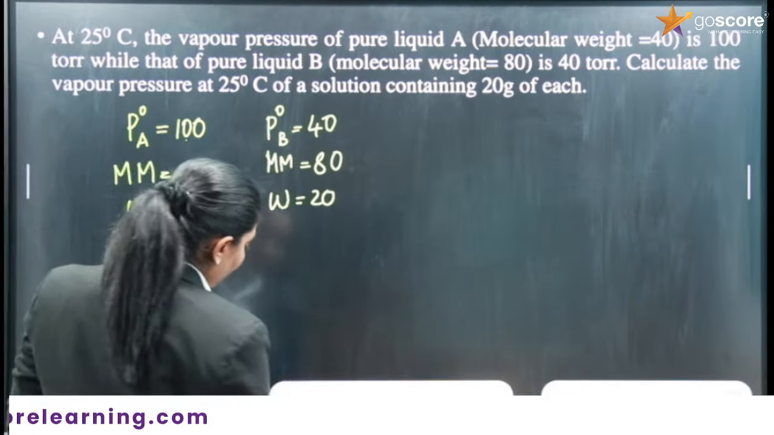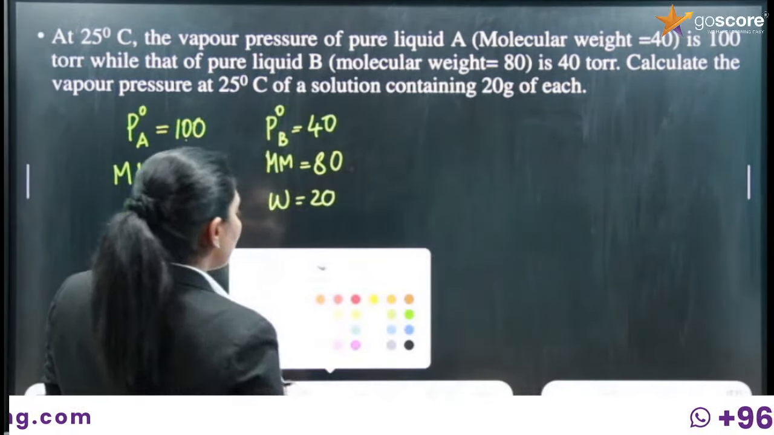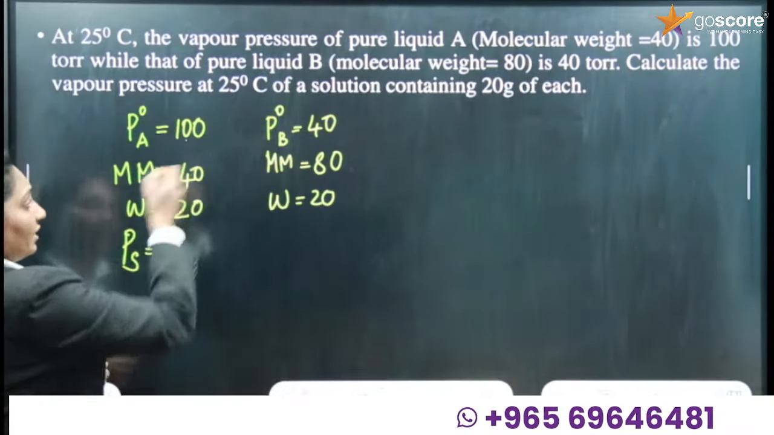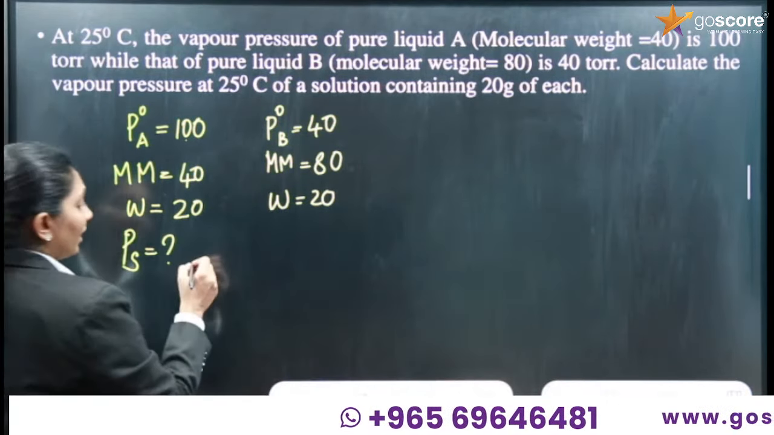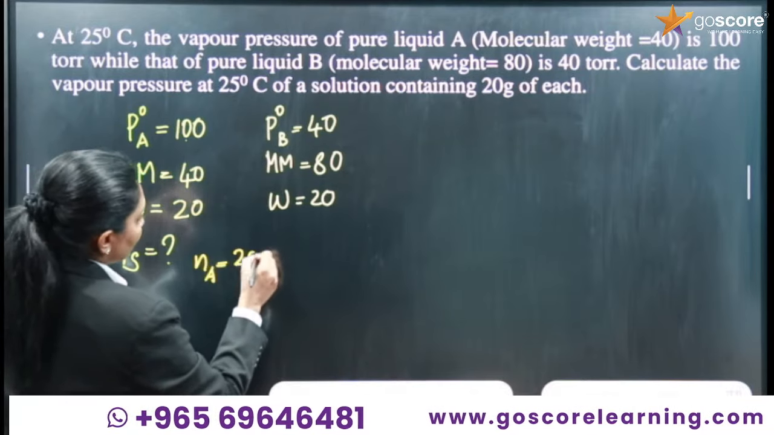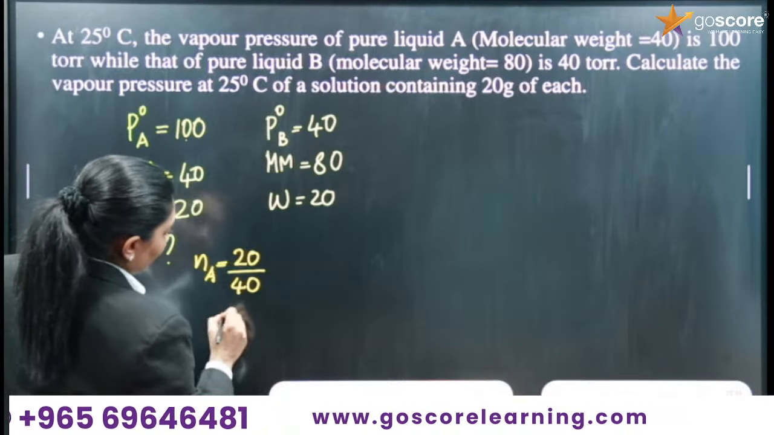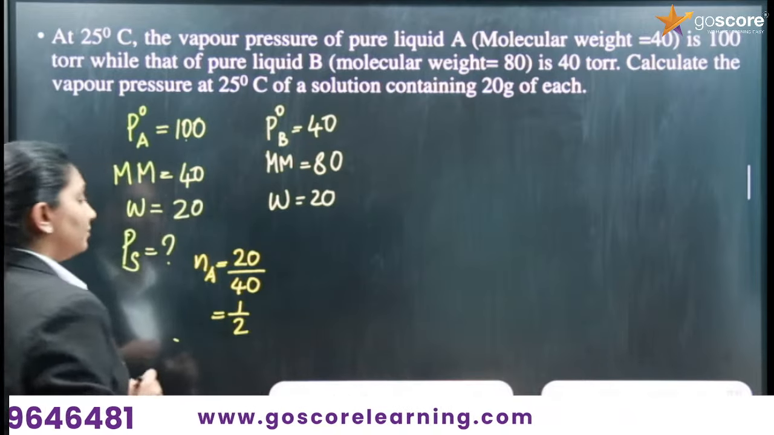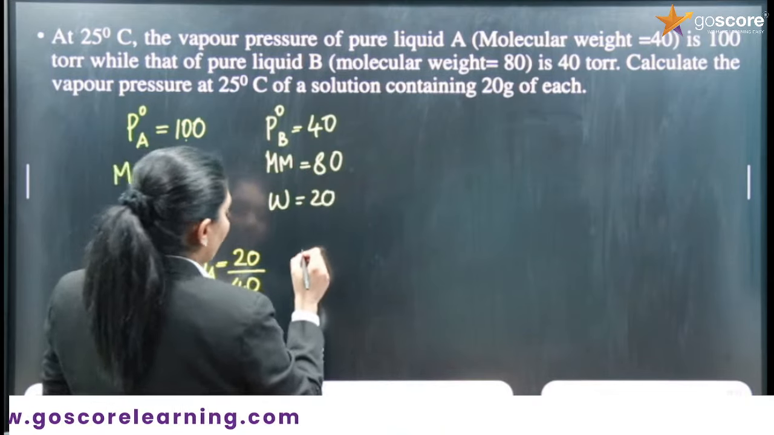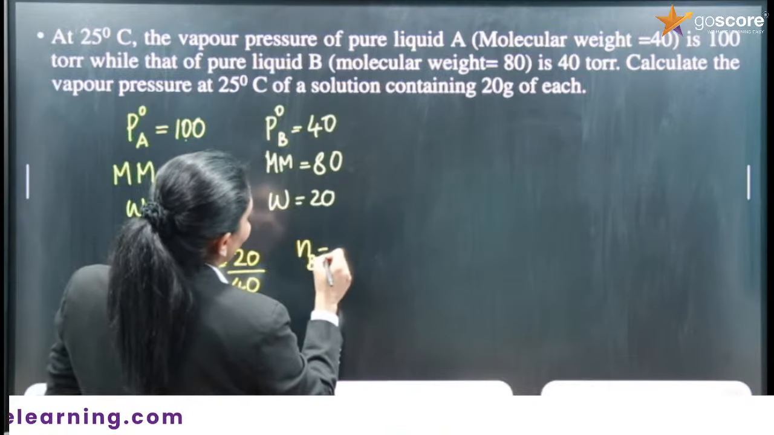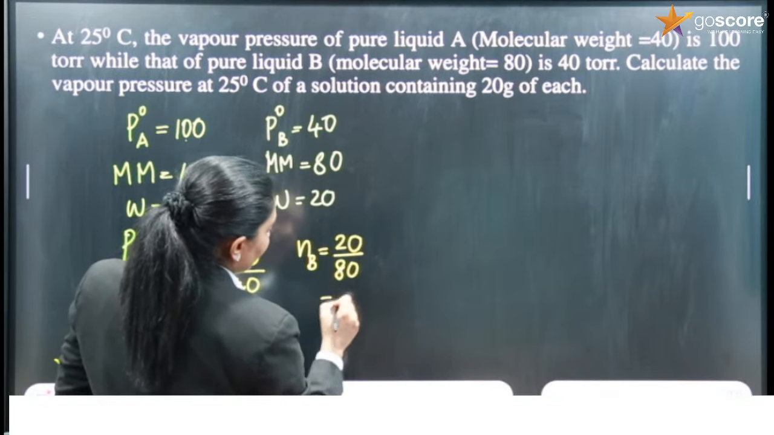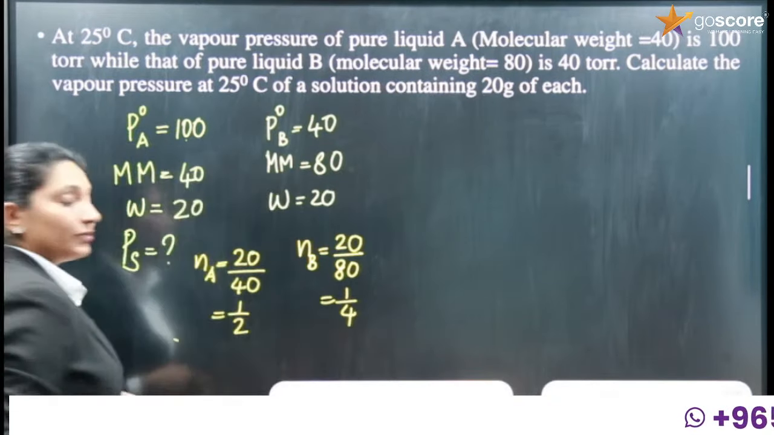How will we find it out? This is simple. By substituting the values only, we will get the answer, right? So from here, the weight and the molecular mass are given. From that, we can calculate the number of moles of component A, that is mass by molar mass, that is equal to 1 by 2, right? And for the second component B, the mass and molar mass are given. So the number of moles of B is equal to mass 20 divided by molar mass. It is equal to 1 by 4, right?